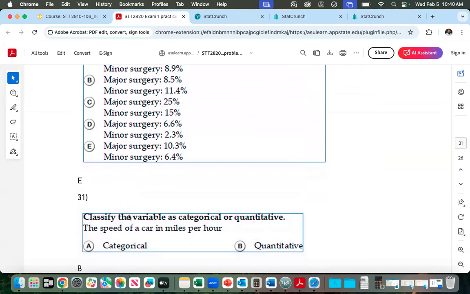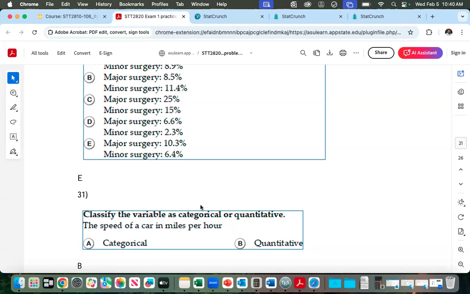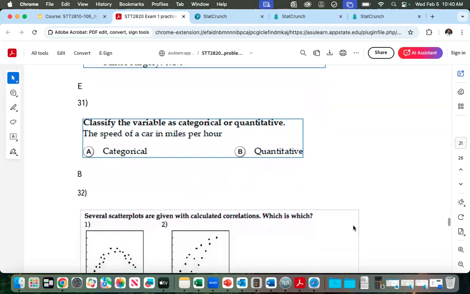Let's get to 31. So the speed of a car in miles per hour is quantitative, right? Because you could be going 50 miles per hour. You could be going 60, 75, and 70. Because if you go above 75, I think that is a violation. So you don't want to do that. And then, so we'll end at 31.